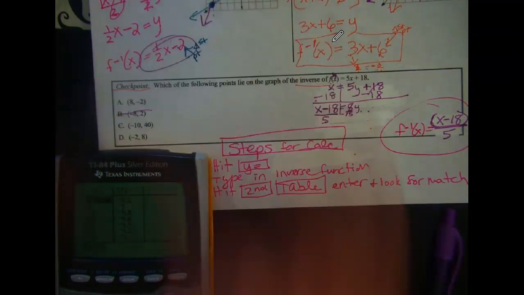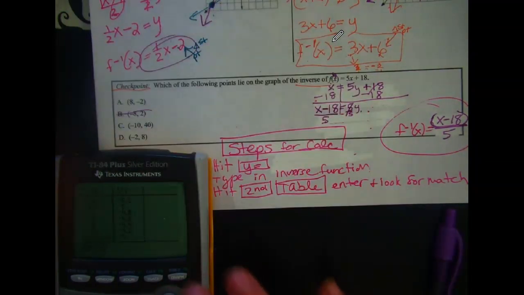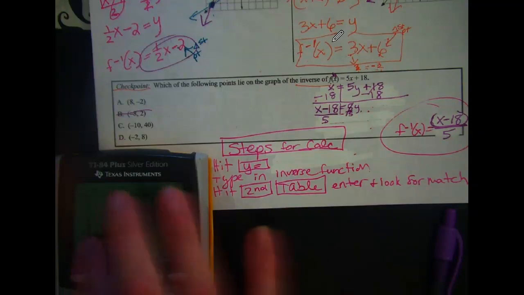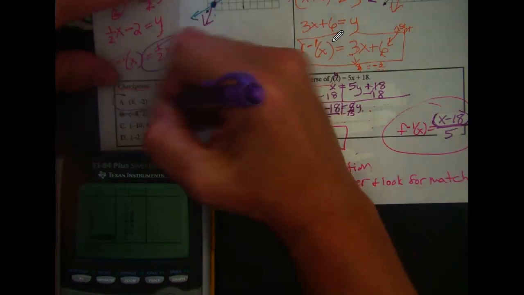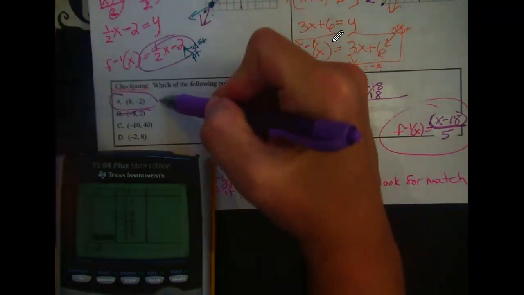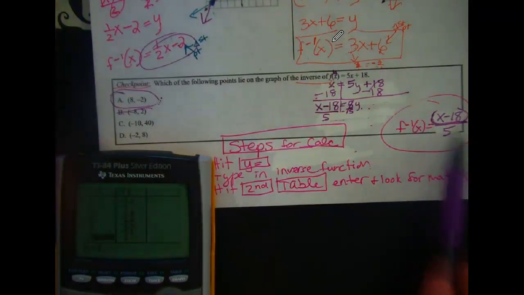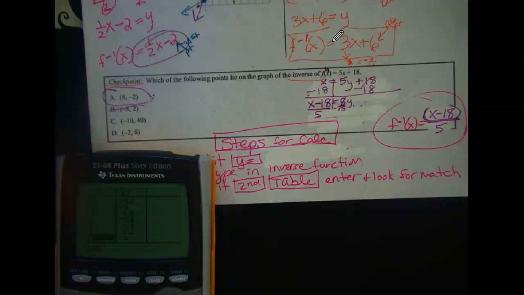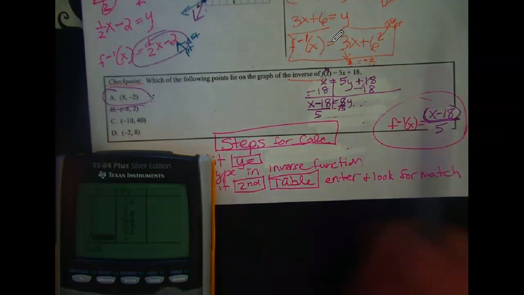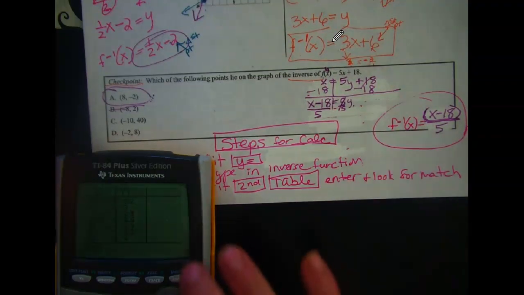Now I'm going to go up to A, and I'm going to look for 8. So I have to arrow up and down. I want to get to +8. +8 is -2. That tells me right there, this ordered pair is on that function, it lies on that inverse function over here. So there's my answer. I don't have to go through the rest, but if you want, sometimes there's more than one answer.